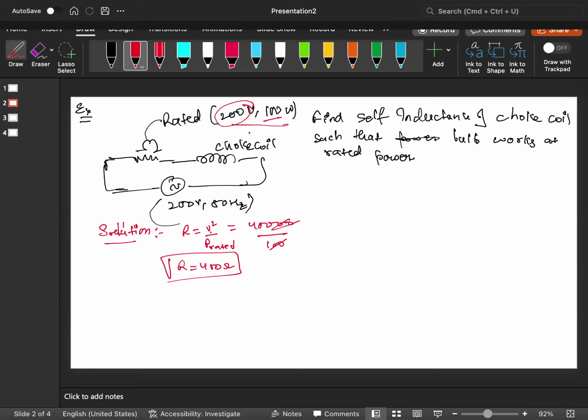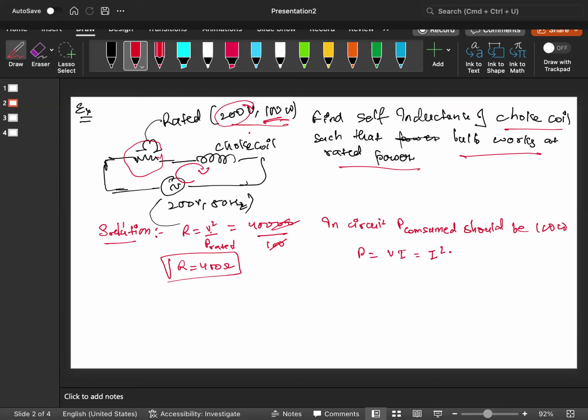Now what you have to do? You got the resistance. You can actually remove the rest of the part, but I'm not going to. The question says, what should be the choke coil inductance such that the bulb has rated power. It means when this circuit is working, the power consumed across this should be equal to the rated power, that is 100 watt, right? In the circuit, power consumed should be 100 watt.